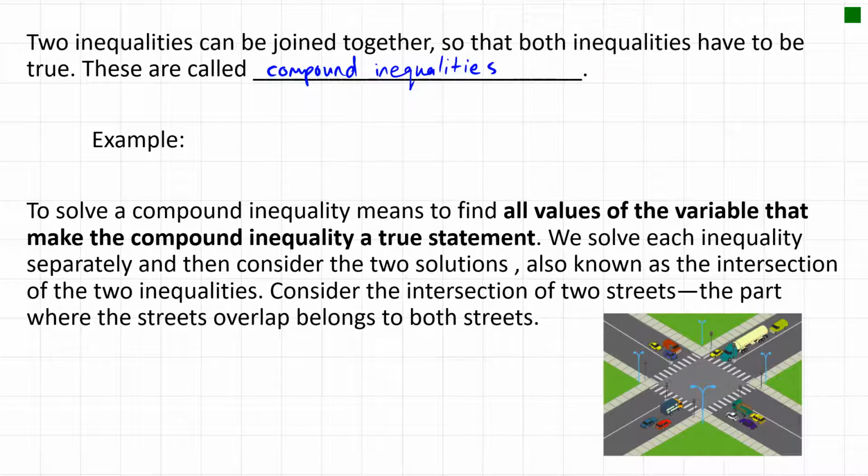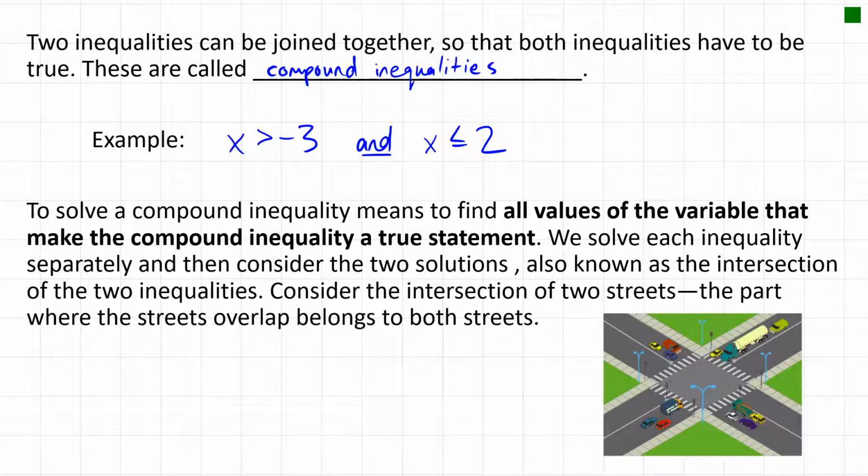So for example, let's say that x is greater than -3 and x is less than or equal to 2. This is a compound inequality. It's a combination of two inequalities that must each be true.